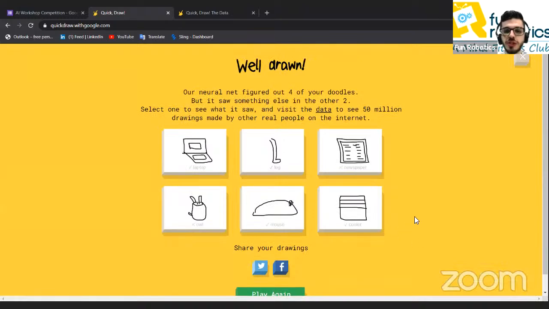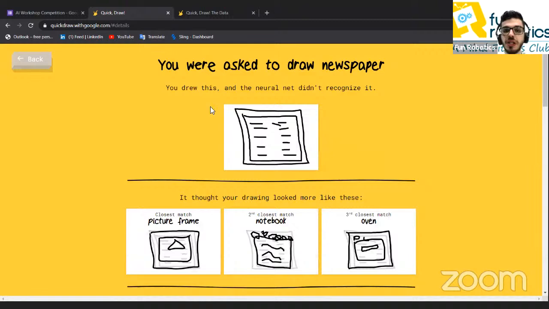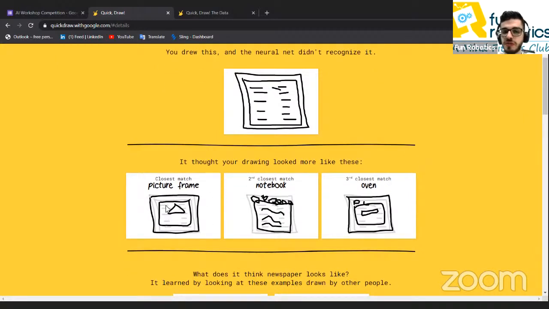It guessed a cooler. So after you're done with the sixth drawing, it will tell you which ones it guessed and which ones it didn't. As you can see, it has a check sign, which means it correctly guessed the word. And a check sign here, it correctly guessed the leg as well. But here, for the newspaper, it shows me it did not guess it. If I click on this newspaper, it will show you what it thought you were drawing. So here it thought I was drawing something like a picture frame. And maybe something like a notebook or an oven.